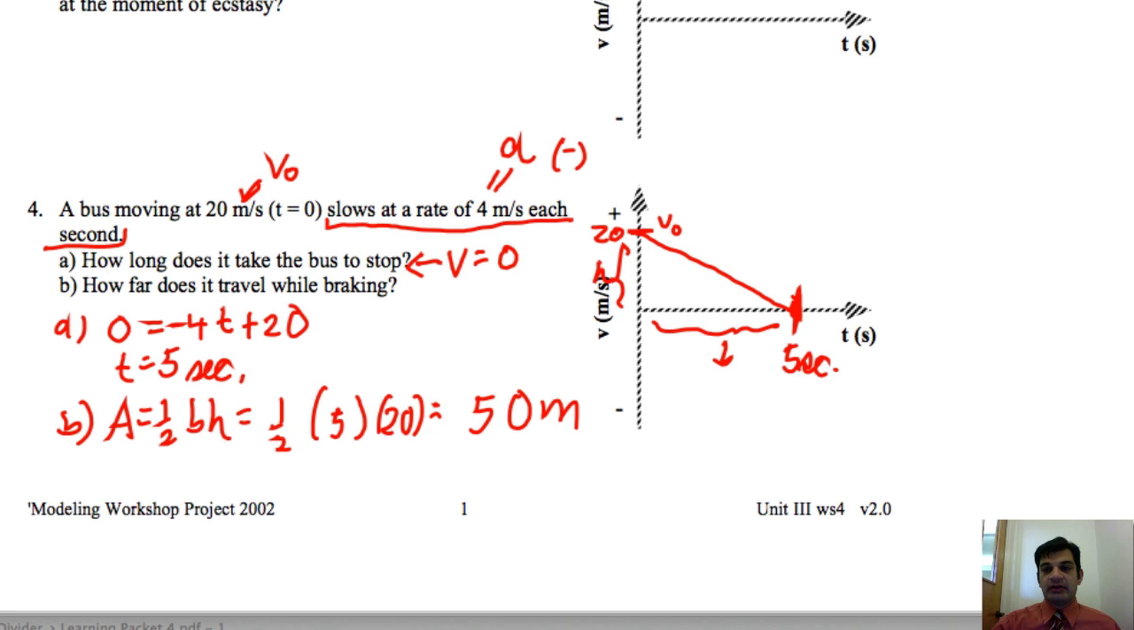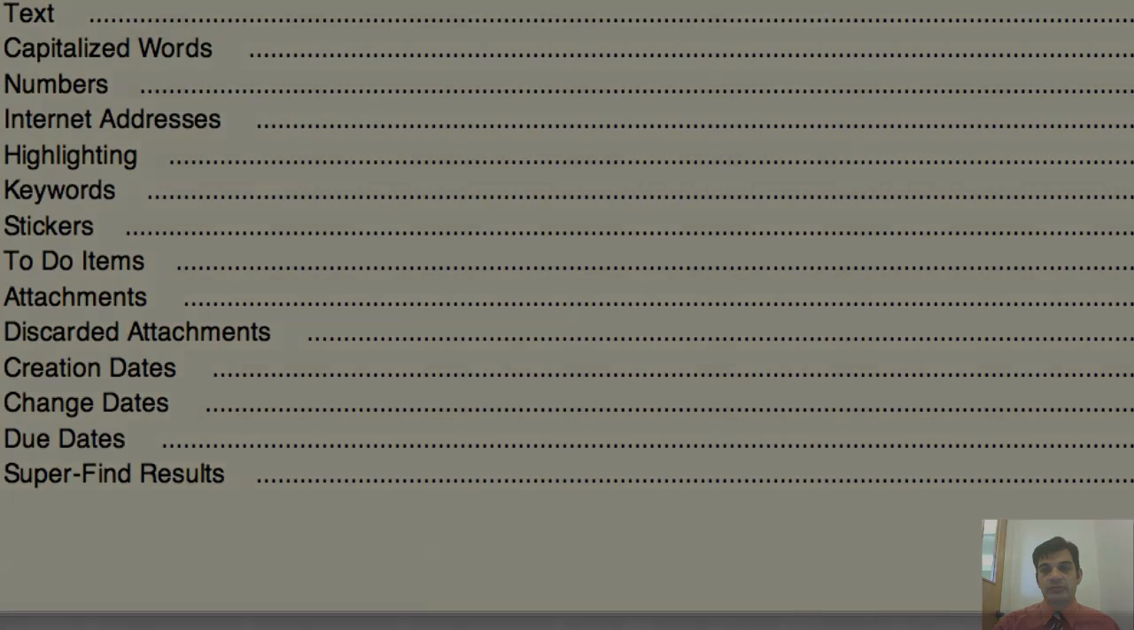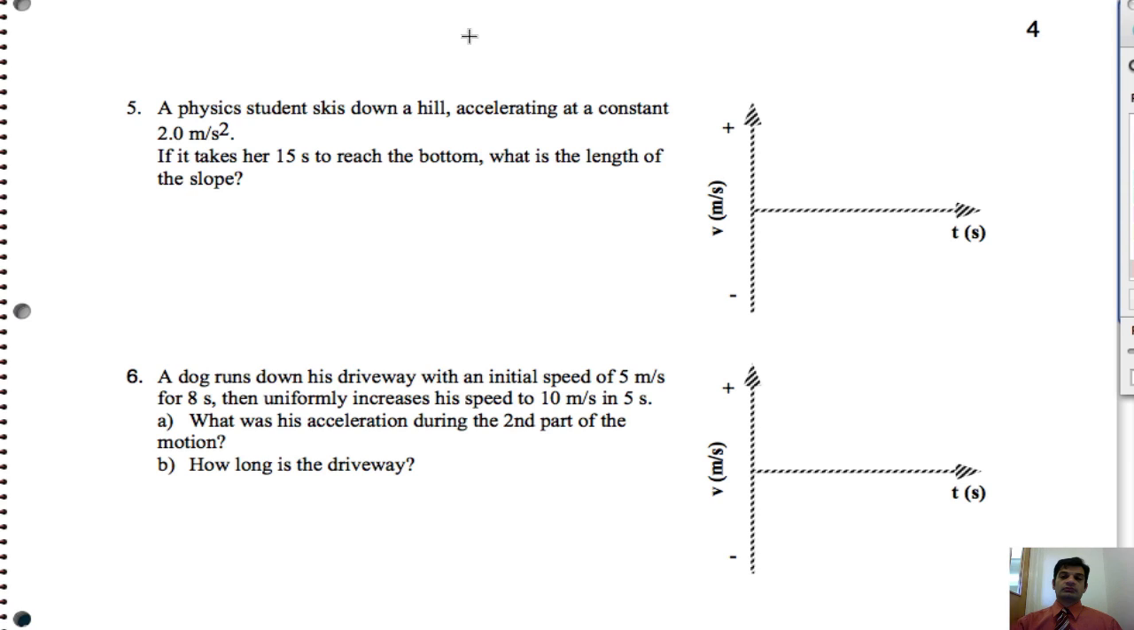Okay. Now, we're going to move to number 5. Or not. All right. So problem number 5 is going to be just like the other problems that we're doing. So let's just go ahead and get the solution.